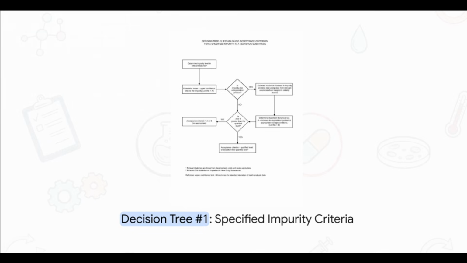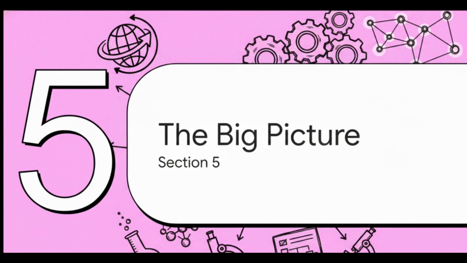Decision tree number 1 is a great example. It guides manufacturers through establishing an acceptance criterion for a specified impurity in a new drug substance. It walks you through this rigorous, logical flow, first determining the impurity level in relevant batches, then calculating the mean plus the upper confidence limit, and asking if the impurity is also a degradation product. It's a perfect representation of the scientific, math-driven logic that underpins these general concepts, making sure safe impurity limits are established completely objectively. And finally, we arrive at Section 5, the big picture.